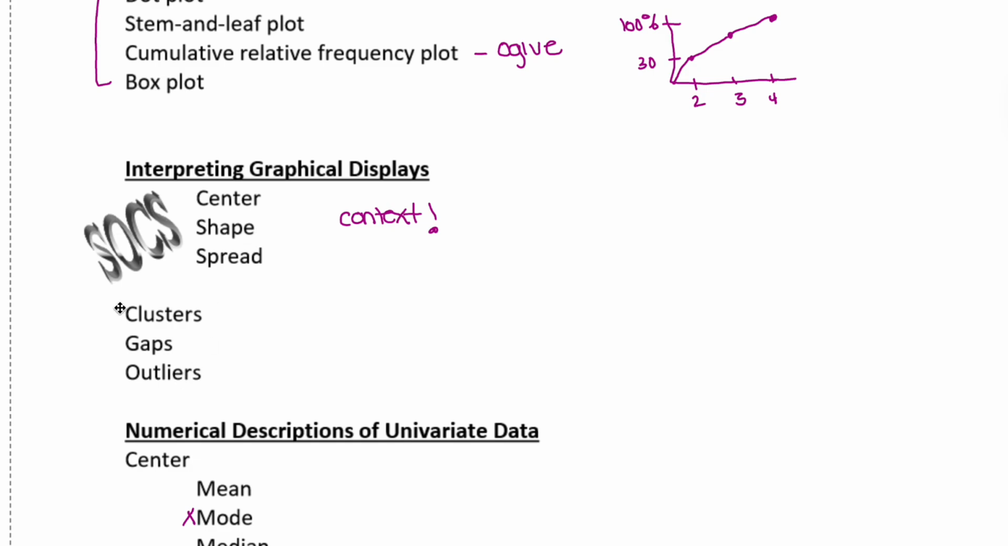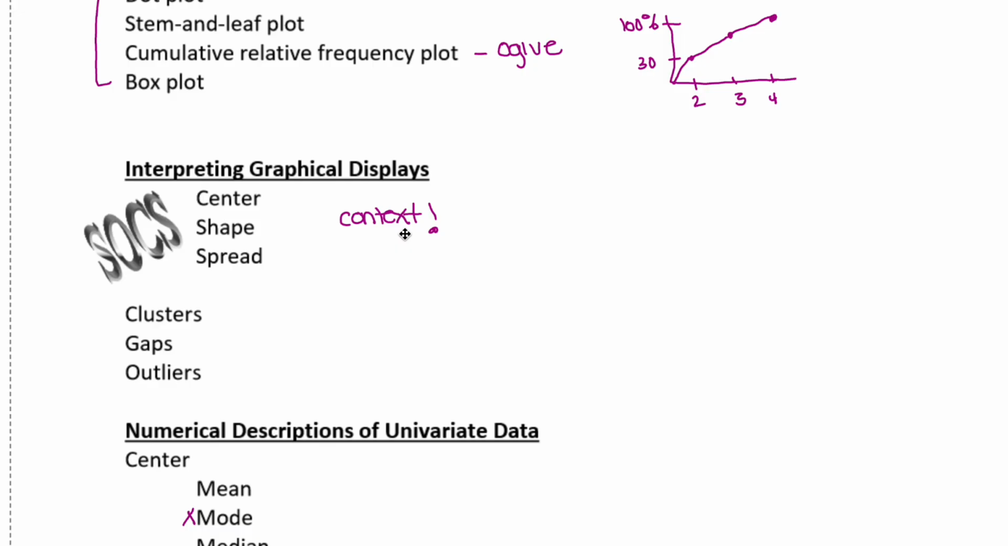Also outliers. Sometimes you will be able to mention clusters or gaps, but mainly SOCS are the 4 components you will be mentioning when you are asked to describe data or a histogram in most cases. So always remember to put that into context. You can't just say generally how it looks.